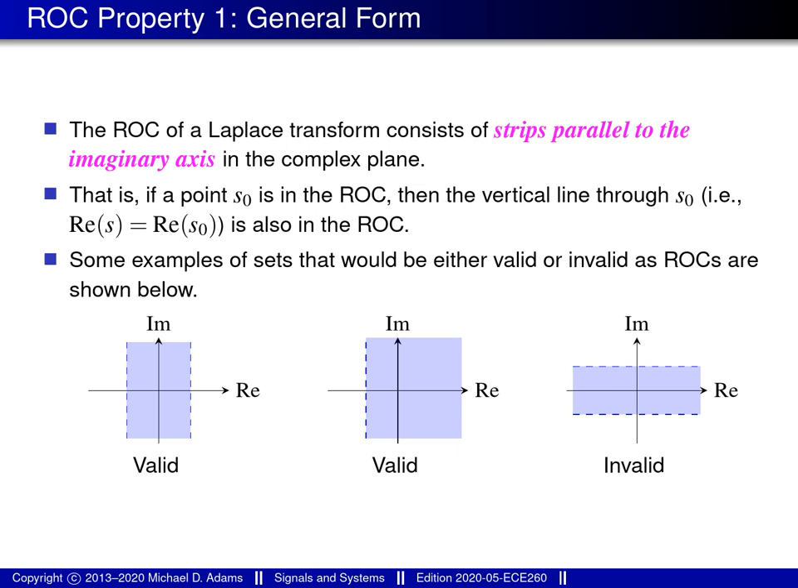Consider the three sets shown in the figures at the bottom of the slide. For each of these sets, let's consider whether it would constitute a valid region of convergence based on the property of the region of convergence that was just introduced. The sets shown in the two leftmost figures are comprised of many vertical lines and are in fact valid regions of convergence. The set in the rightmost figure is not comprised of vertical lines. Instead, this set consists of many horizontal lines. Therefore, this set is not a valid region of convergence.